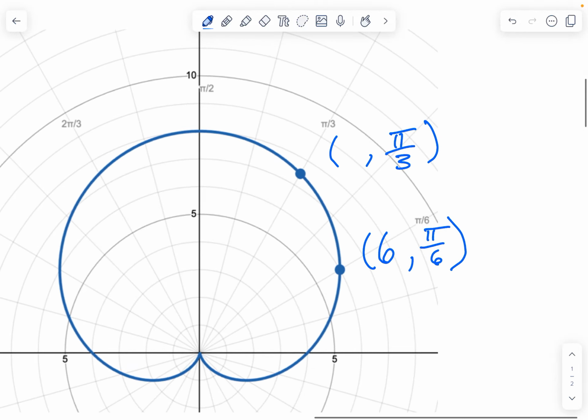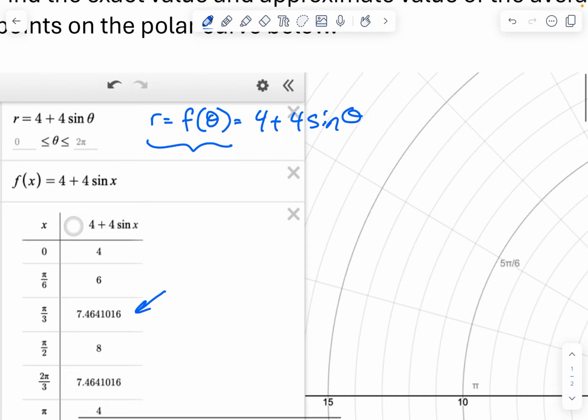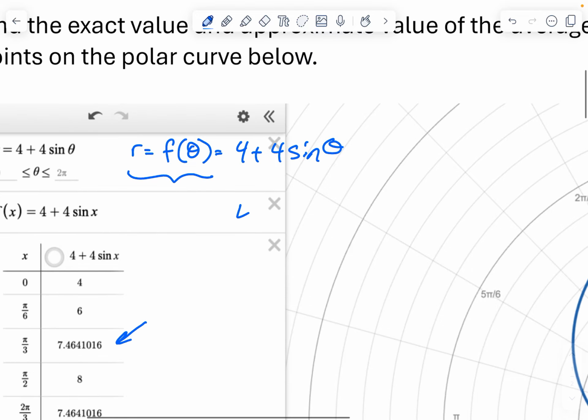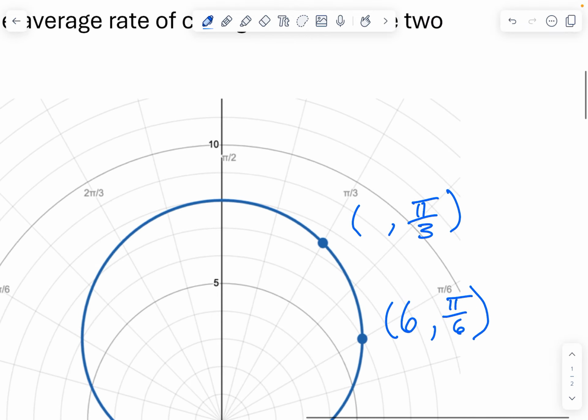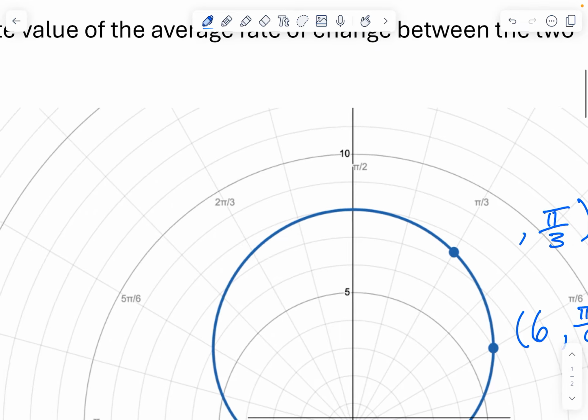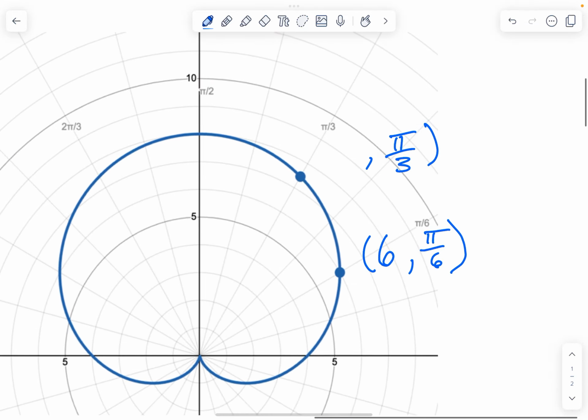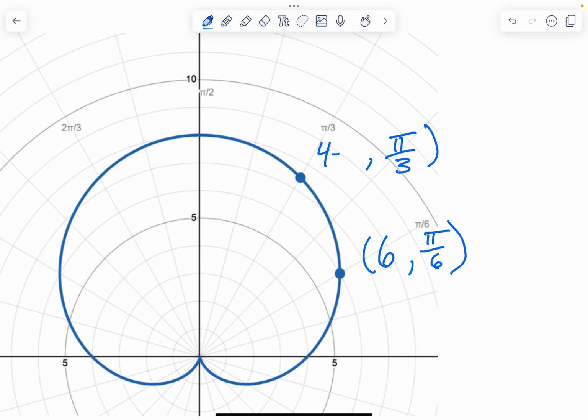What we'll do is instead we'll plug it back into the equation. So 4 plus 4 sine of pi over 3. Sine of pi over 3 is root 3 over 2. So this is 4 plus 4 times root 3 over 2 gives me 2 root 3. So the exact value, I need more space. Let's try that again. The exact value was 4 plus 2 root 3 is the radius.